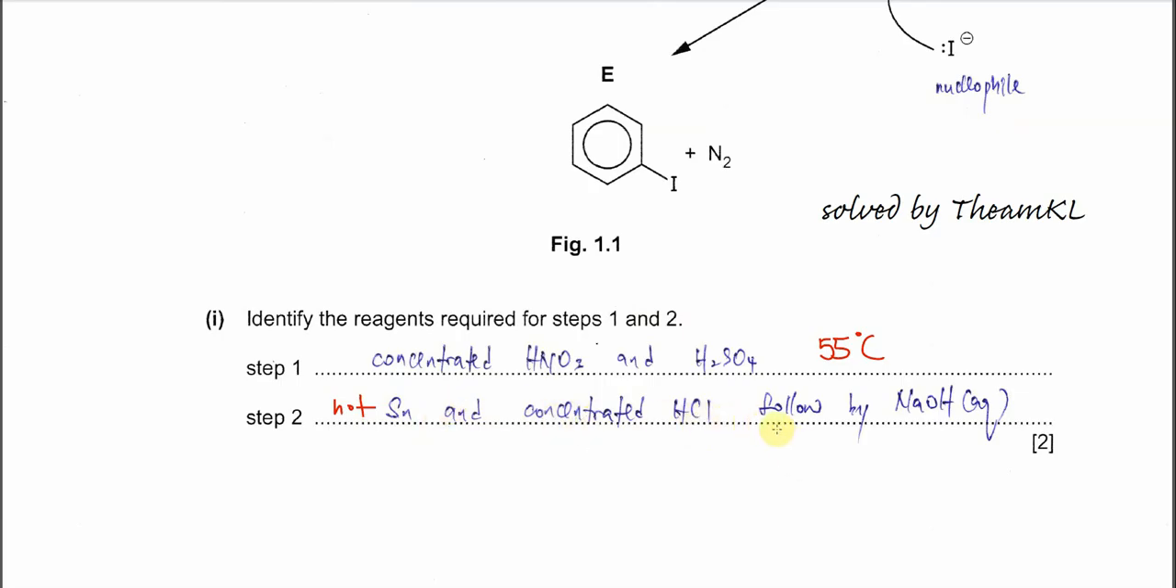It should be followed by sodium hydroxide. Why? Because under this condition of concentrated HCl, eventually it will form a salt. So it must be in alkaline conditions later, so it can form the amine, the phenylamine. So this is the standard answer according to the syllabus.